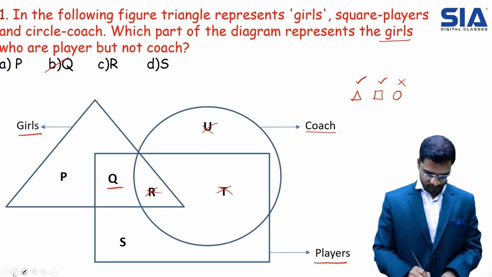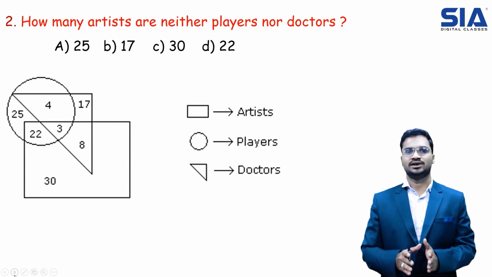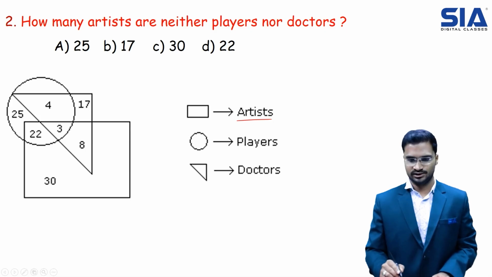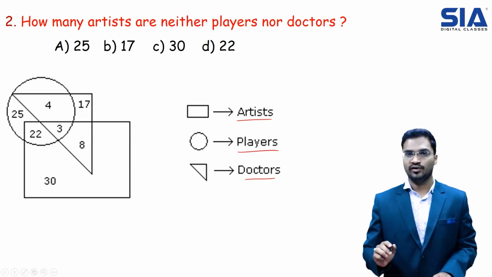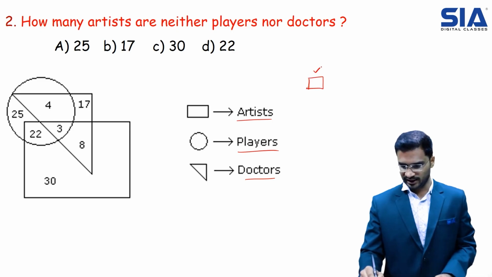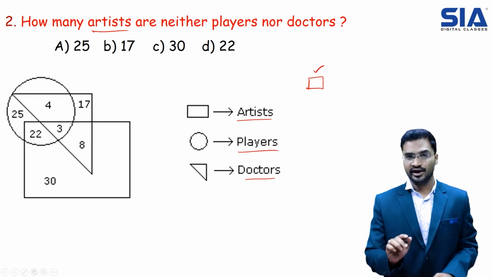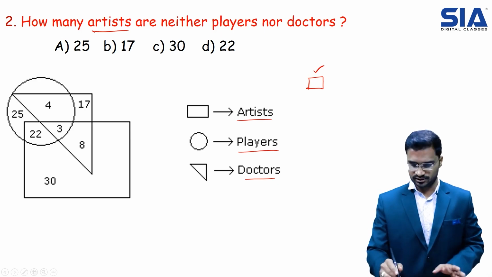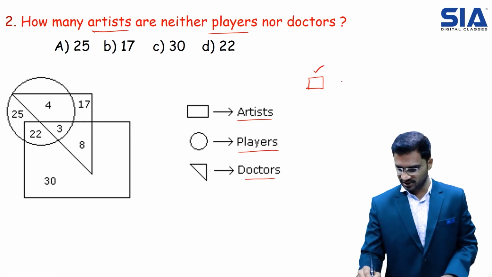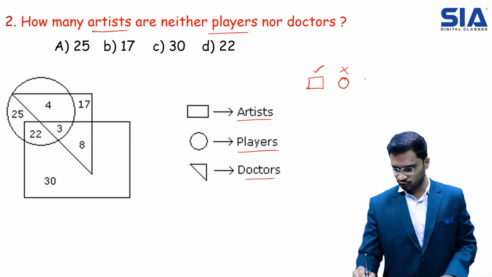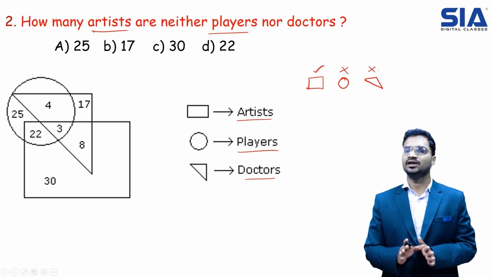Now coming to the next question. How many artists are neither players nor doctors? So here the rectangle represents artists, the circle represents players, and the triangle represents doctors. So our answer should be in the rectangle. Because artist is represented as rectangle, they are not to be players. So they should not be players, which means our answer should not be in the circle, and in the same way it should not be in the triangle also. So our answer should only be in the rectangle.